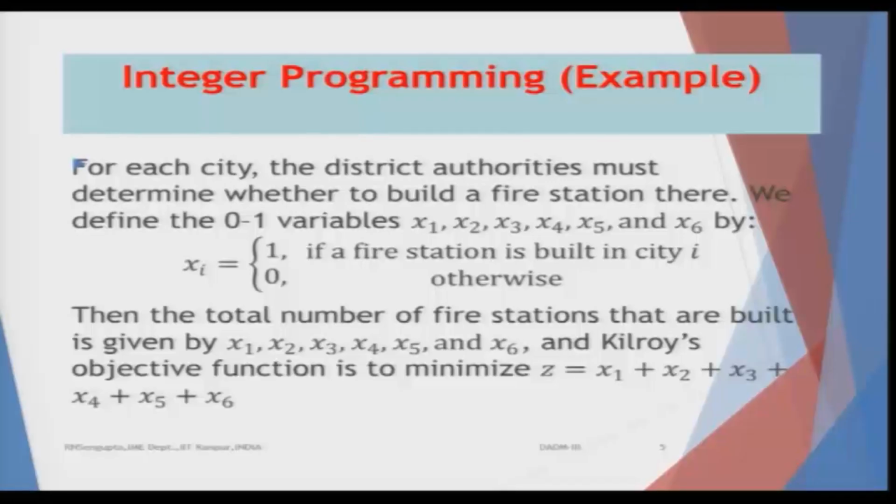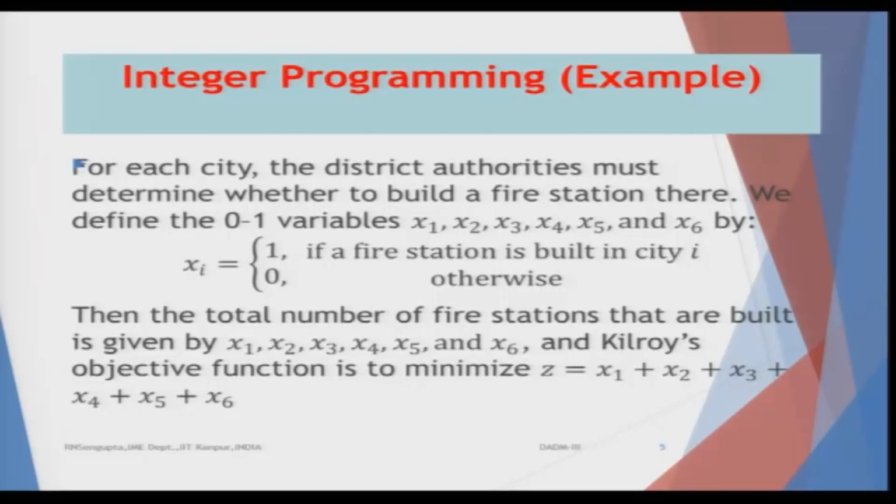Now, we define the variables which are 0 and 1 as x1, x2, x3, x4 and x5. As there are 6 cities, there are 6 decision variables. So, x1 is 1 if a fire station is built in city 1, otherwise 0. Similarly, x2 is 1 if a fire station is built in city 2, or else 0. Similarly, x3 is 1 or 0, x4 is 1 or 0, x5 is 1 or 0, and finally, x6 is 1 or 0. So, say for example, there are fire stations in all the cities. Then all the decision variables starting from x1 to x6 are all 1.